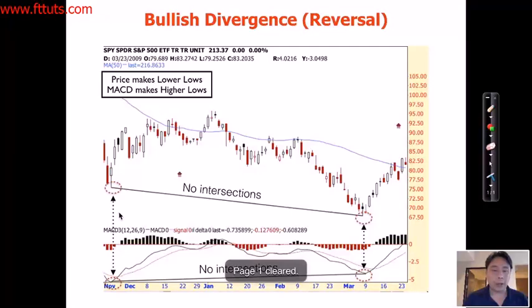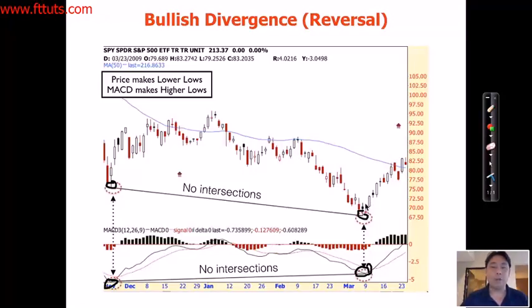So in this case, I connect this swing low to this swing low, and I then look at the alignment and the corresponding swing low on the MACD, which is in this case here, all right? This swing low here would correspond to this MACD swing low over here. So you can see that price is making lower lows and MACD is making higher lows with no intersections in between. So that's a divergence pattern. So the moment you see that divergence, again, we're anticipating that price will start reversing back up, okay?